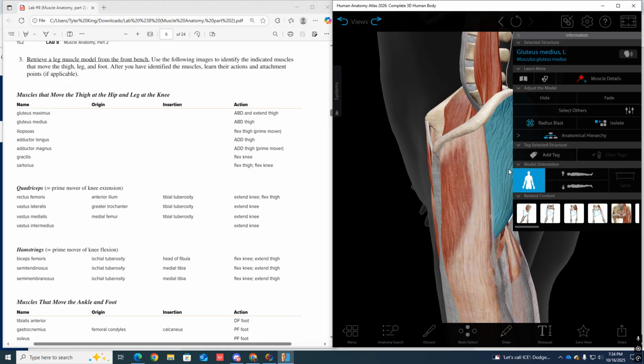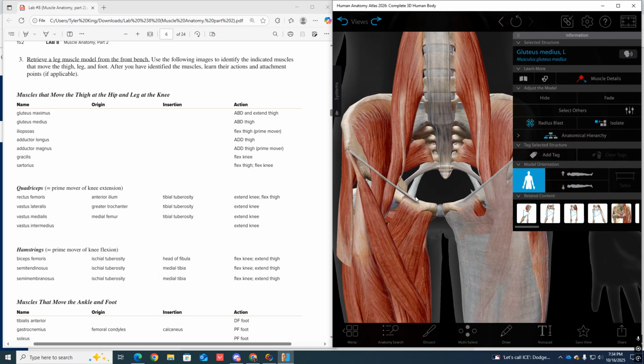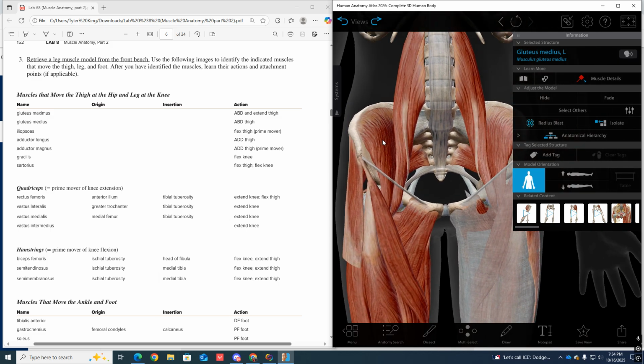Iliopsoas, okay? What this one is referring to is the muscle that originates on the ilium, the iliacus. So the iliacus is one part of it. But then I'm going to hide the sartorius here for just a second. I'm going to fade it.